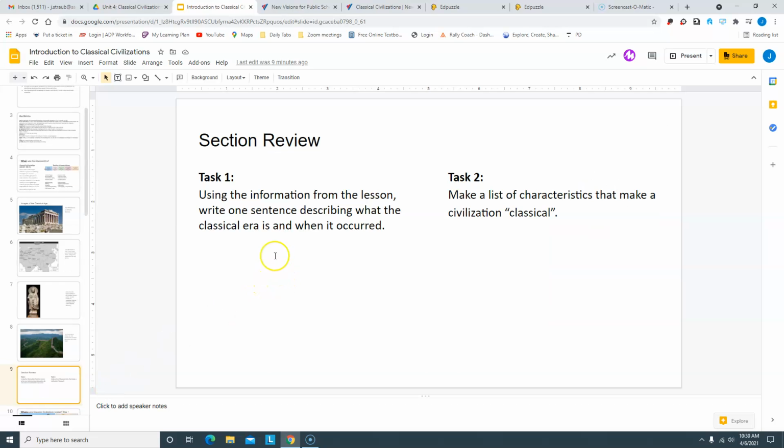All right, so in the Edpuzzle, I'm going to ask you to review a little bit. Your first task is to, using the information from the lesson, write one sentence describing what the classical era is and when it occurred. I'm going to have you do that now. Now your second task is to make a list of characteristics that make a civilization classical. So go back into the video if you need to and make a list of characteristics. A good list should be at least 3 to 5. So at least 3 characteristics listed. Do that in the Edpuzzle now.